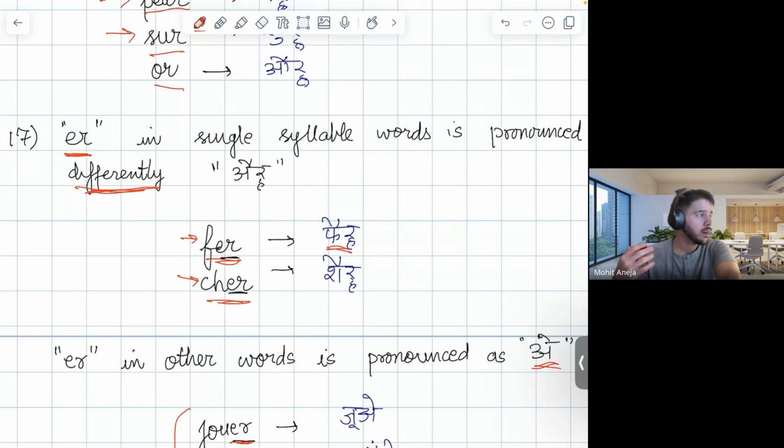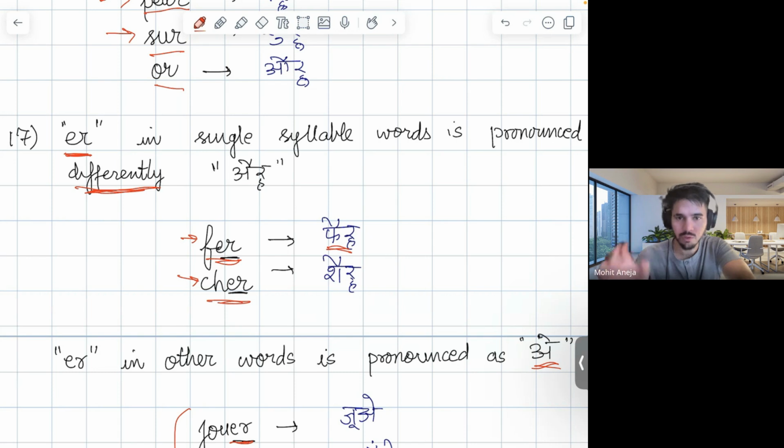So here the rule is about single syllable words. Whenever there is an ER in single syllable words, it's pronounced as air and not as er. The difference of the sound is only in the vowel. So the first word I have here is fair. It's not fer.